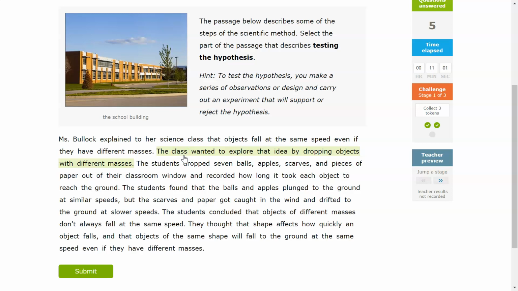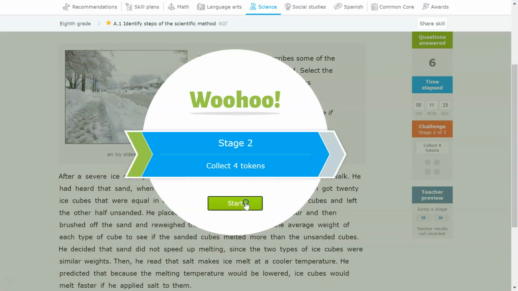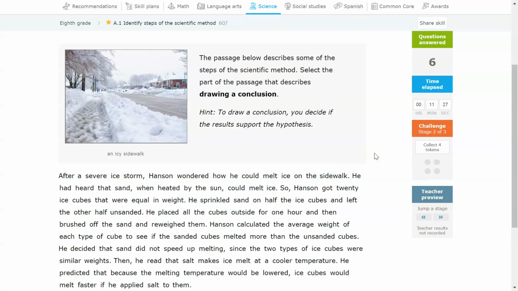Okay, this sounds like it potentially. Maybe. That's their question. They're trying to solve it. The students dropped balls, apples, scarves, and pieces of paper out of their classroom window and recorded how long it took each object to reach the ground. So this sounds like they're testing it because this is the experiment that they're doing. You specifically know that they're dropping a certain number of balls out the classroom. So I would pick that for testing the hypothesis.